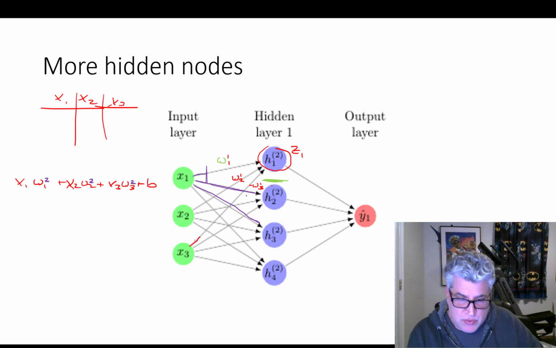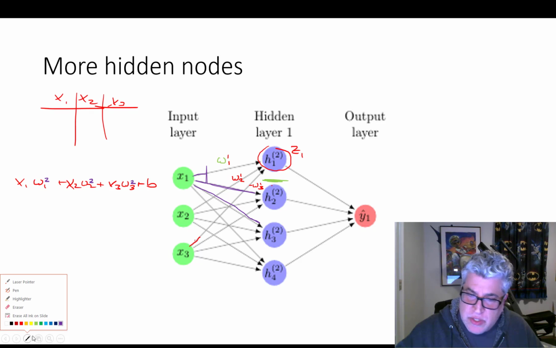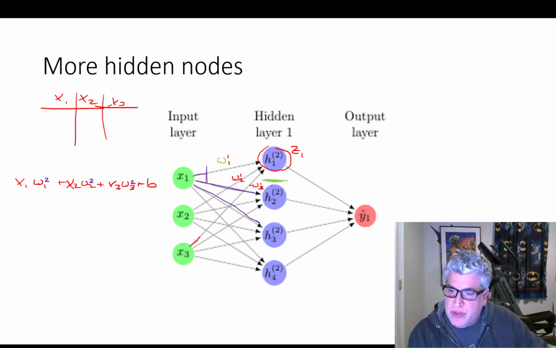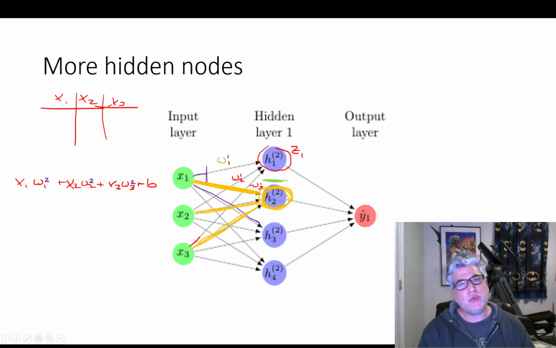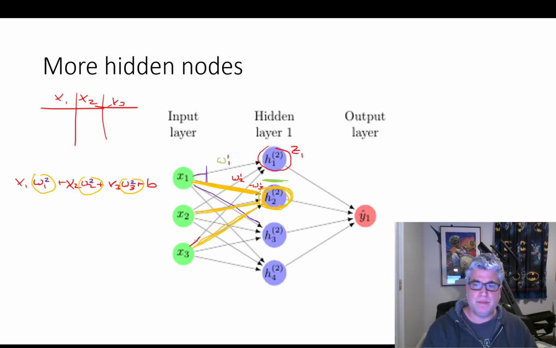Let me switch colors again. We'll go back to orange. So when I'm feeding into this second node, where do all these arrows come from? I've got this one here, this one here, and this here. These guys all feed into that node. So each one of those arrows is going to have weights associated. Every arrow has a weight implied.